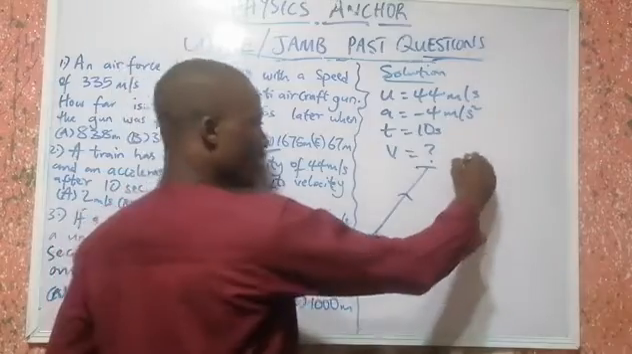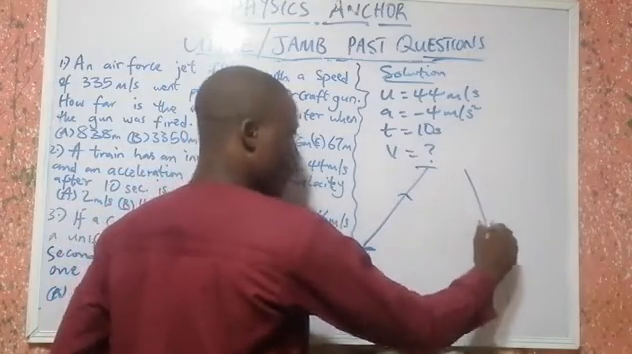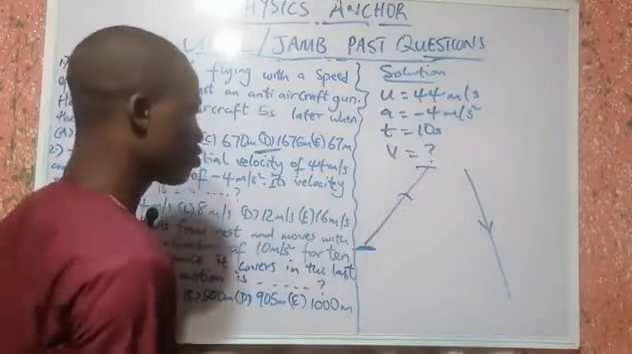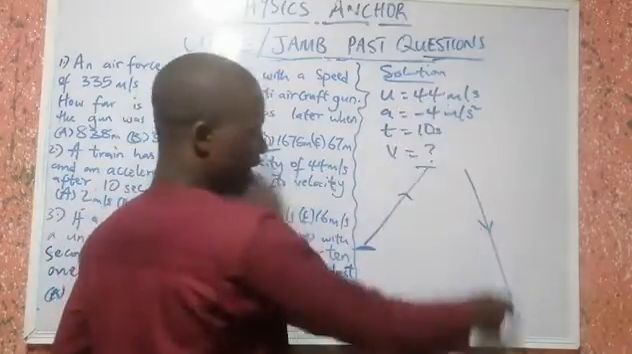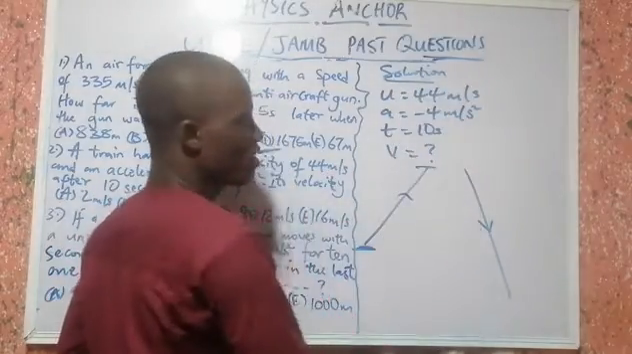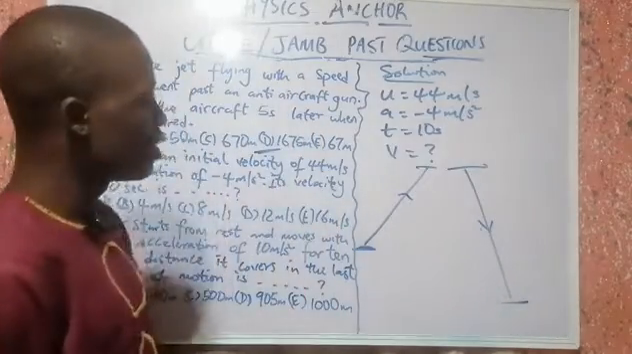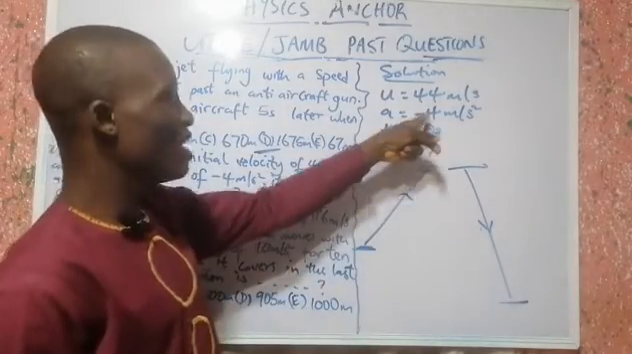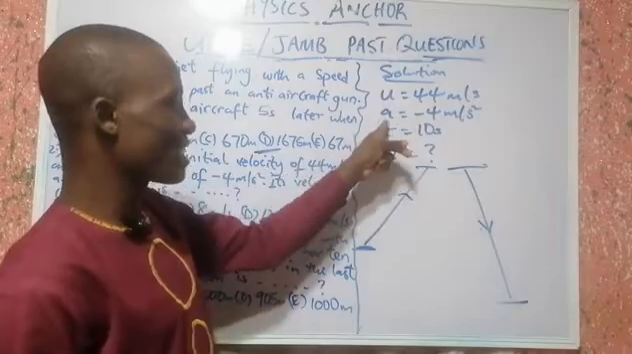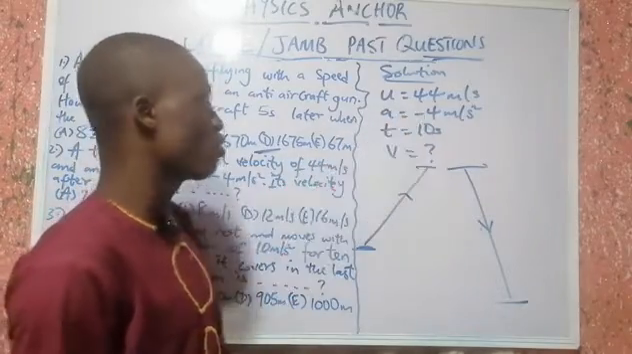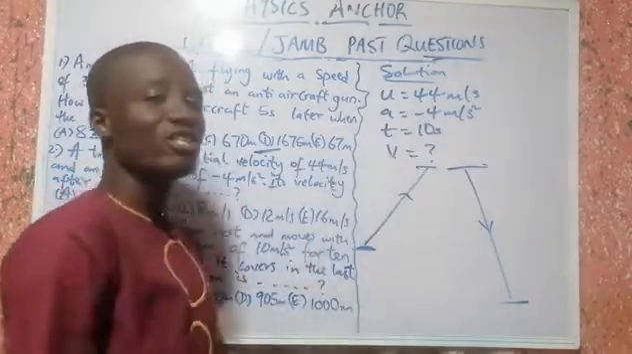Retardation simply means that there is a reduction in the speed. That's from a higher speed to a lower speed. So in this case, when you look at it, if you have negative acceleration, it means deceleration or retardation. It means that the speed actually reduces.